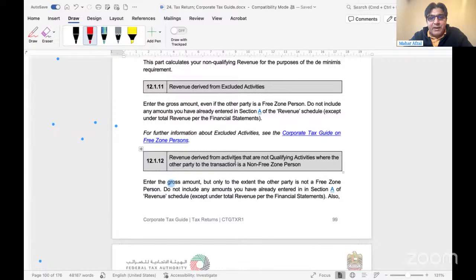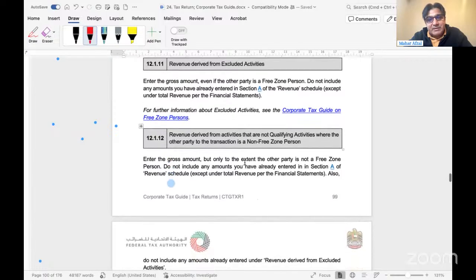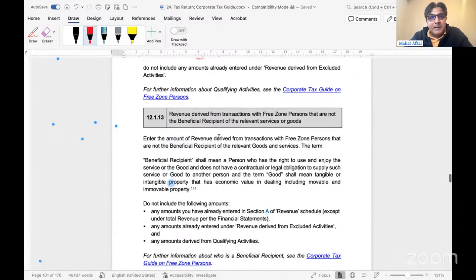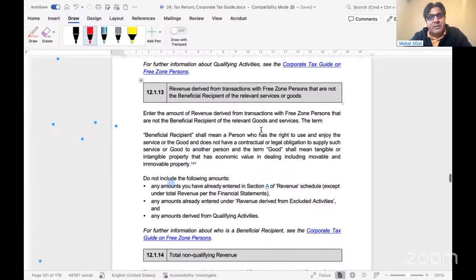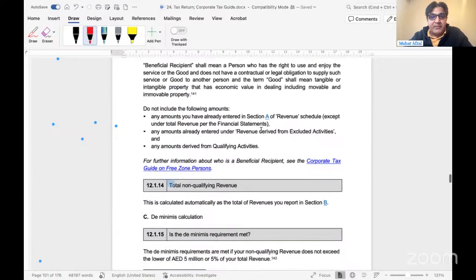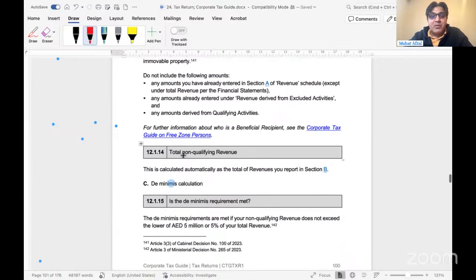Revenue derived from activities that are not qualifying activities, where the other party is a non-free zone person: revenue generated from non-qualifying activities with a non-free zone person will be classified as non-qualifying revenue. Revenue derived from transactions with a free zone person that is not the beneficial recipient will also be considered non-qualifying revenue. This is the total non-qualifying revenue.